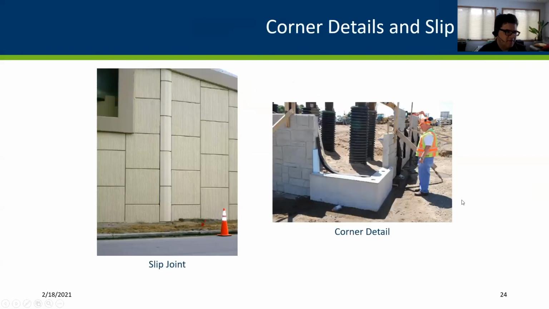So just some other items you might see on your projects. You've got slip joints. That's placed in portions of the wall where you might expect some differential settlement, just to break up the aesthetics and make sure that the eye isn't drawn to misaligned panels that may happen. And you also have corner details. Again, this helps break up that aesthetic and make sure that the panel alignment has a little bit of flexibility in it, that you don't have to be perfectly aligned with those panels.